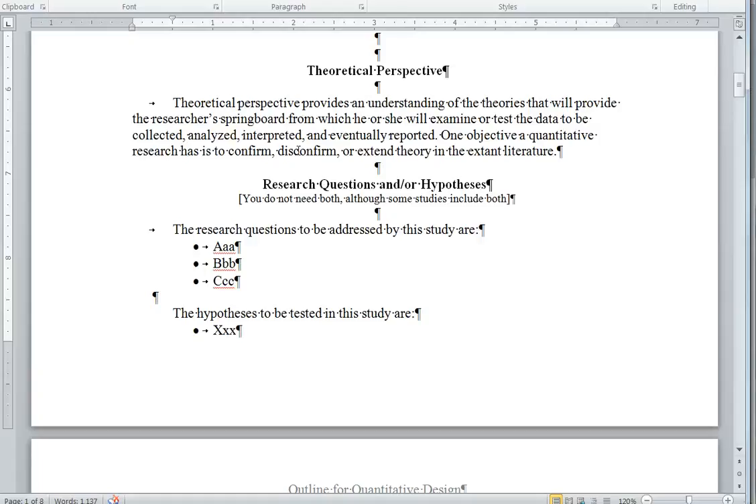and you'll find that as you go through the literature. You'll find discussion about certain theories. So that's where you're going to arrive at what theoretical perspective you will use.